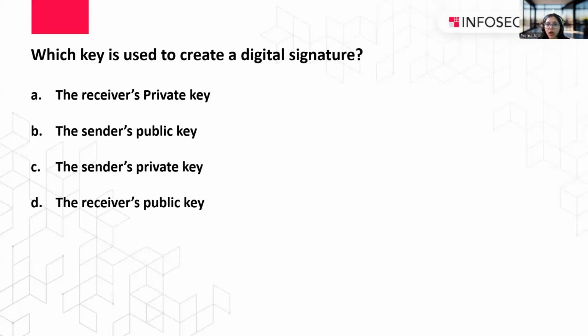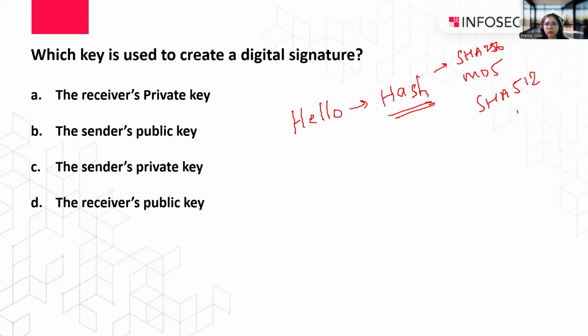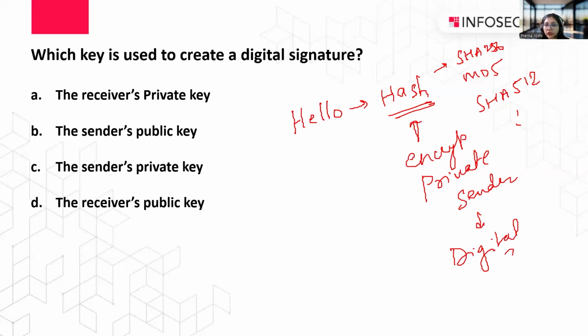So when we are talking about digital signature, how it's created, right? Let's see, there is hello, and you make a hash of it, this hello, right, by using algorithms. For hashing, we have algorithms like SHA-256, MD5, SHA-512, and many algorithms are there. So hash is made. Now you will encrypt this hash using the private key of sender. So you encrypt this with the private key of sender, and now this hash is converted into a digital signature, right? So here the question says, which key is used to create digital signatures? The correct answer here is sender's private key. Option C is the correct answer, right?